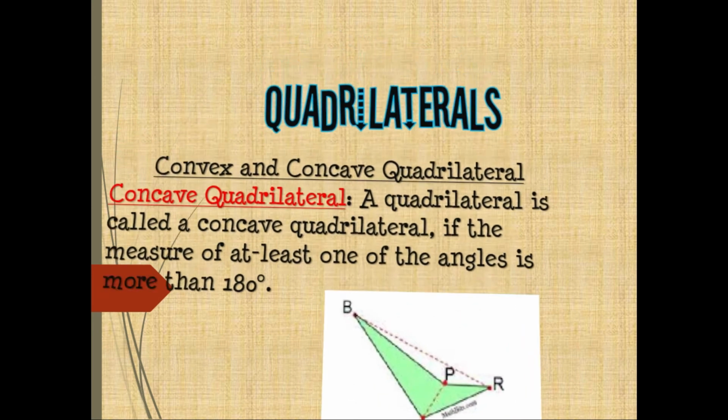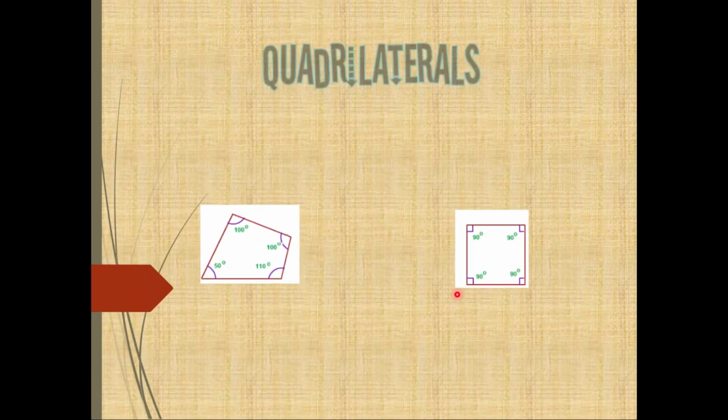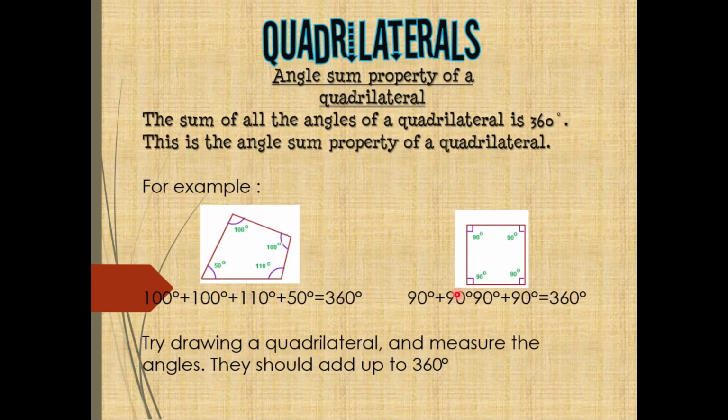Okay, children. Now let us move further. So angle sum property we were discussing earlier also. The sum of all the angles of a quadrilateral is 360 degrees. That means, when you see this one quadrilateral, this angle is 100 degrees, 100 degrees, 110 degrees and 50 degrees. So when we add all these numbers, we get 360 degrees. Similarly, here we get 90 plus 90 plus 90 plus 90. So all are 360 degrees.